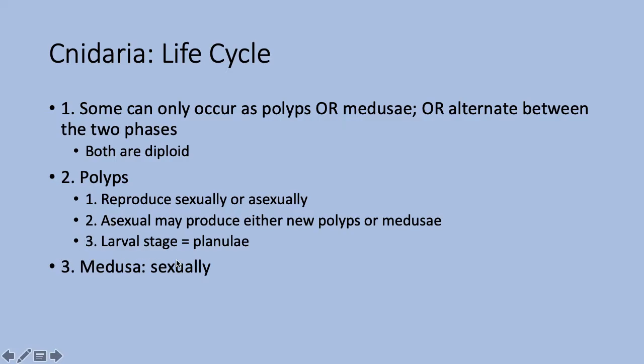But I will, for some reason, your book thinks it's really important to know that the larval stage of a cnidarian, before it becomes a polyp, is called a planula. So if anything on this slide, this bullet point right here, number 3, is the most important bit of information. If it's in the medusa stage, then they can only reproduce sexually. Or at least that's what I interpreted from the book.